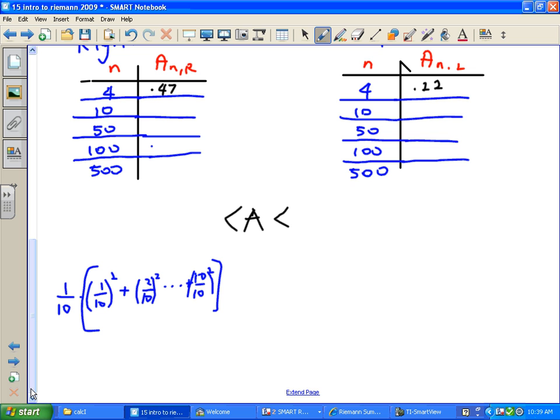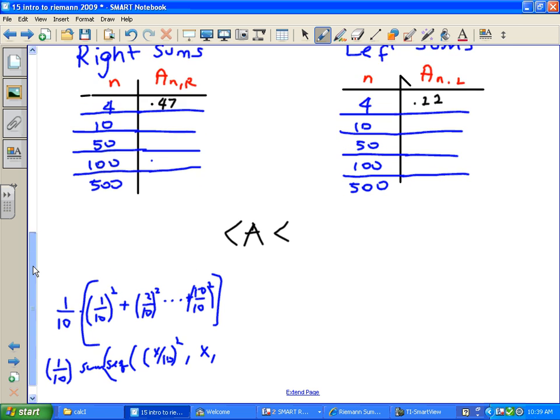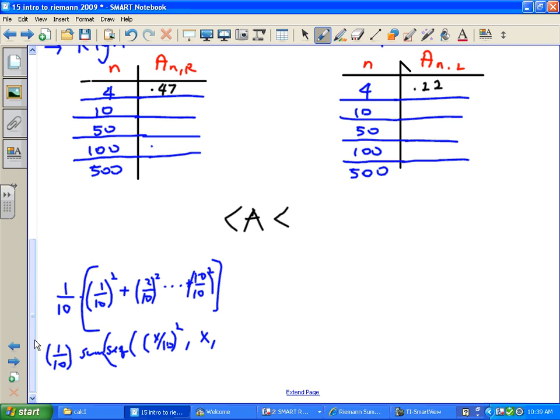How would you enter this into the calculator? 1 over 10 times what? Sum of a sequence. Tell me again, what goes in here? X over 10 quantity squared, comma x, comma, from where to where for x? We're doing the right one right now, the right sum. From 1 to 10. And if you're going to do the left one, what would be the only difference? You will go from 0 to 9, correct? So you do a lot of these second enter features.